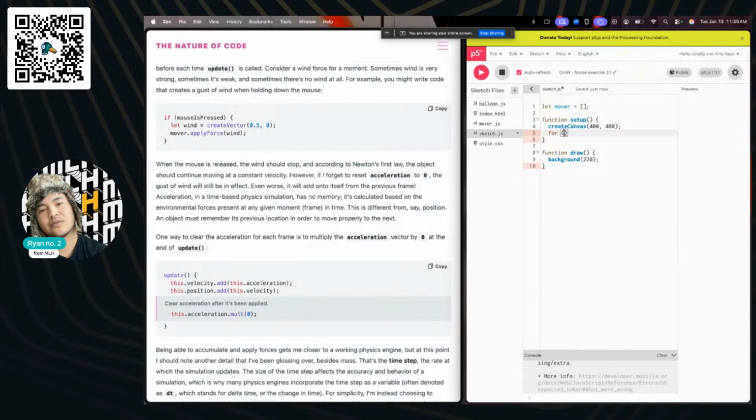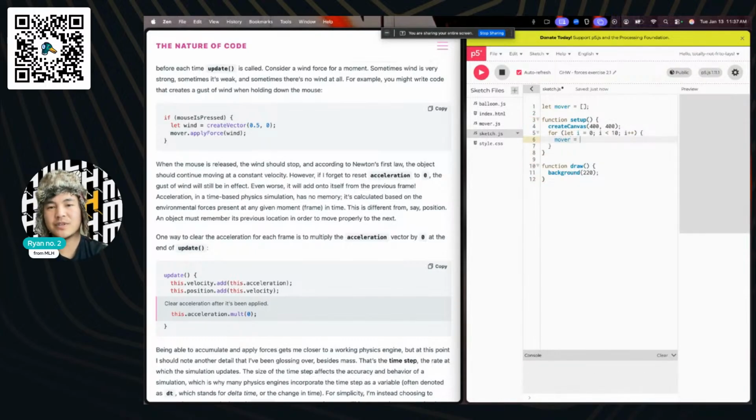So we're going to go for let i is equal to 0. i is less than 10, which is the max size that we want to have. i plus plus. Okay, and then we're just going to say mover is equal to new Mover.